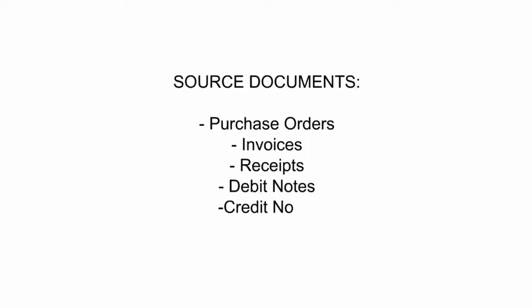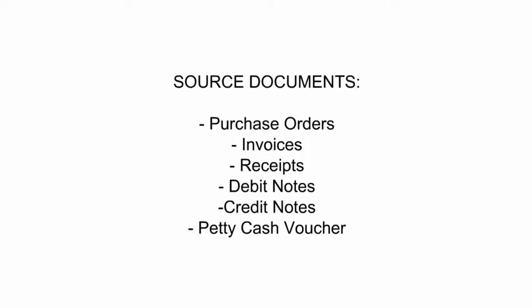Next, we'll zero in now on the source documents. What are source documents? Source documents are the documents that provide information to put in the books of original entry, and from the books of original entry to be posted to ledger accounts. Now, examples of source documents are your purchase order, invoices, receipts, debit notes, credit notes, and your petty cash voucher.